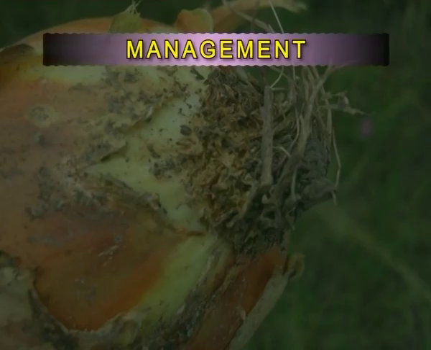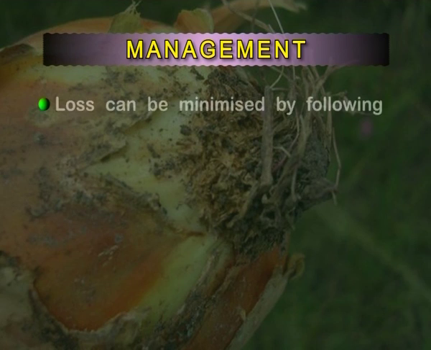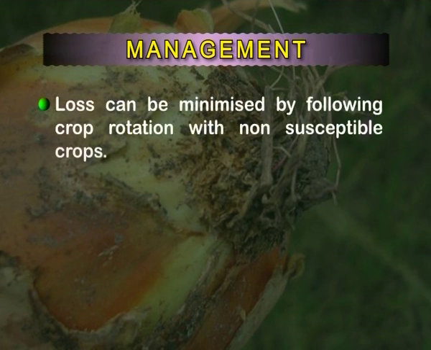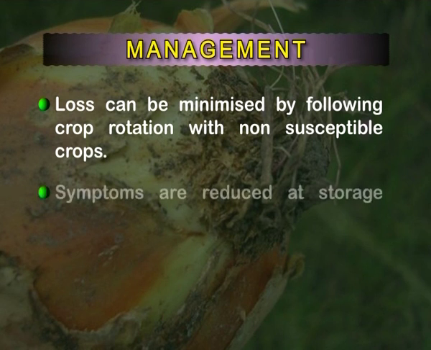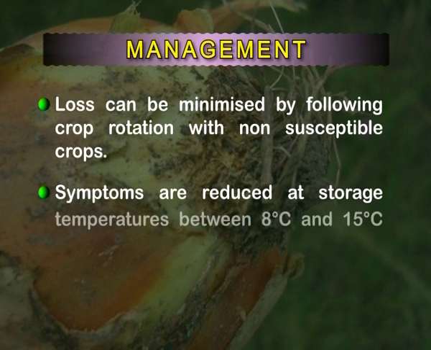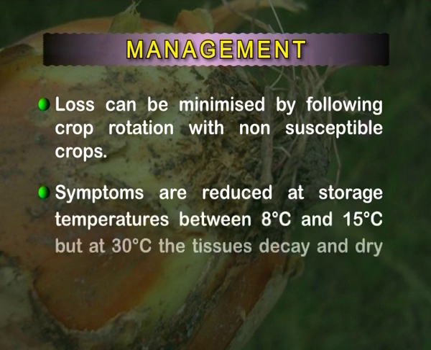Spread of the fungus often occurs by movement of infested soil on equipment, in irrigation water, or on infected onion sets. Now let's see how to manage this disease. Loss can be minimized by following crop rotation with non-susceptible crops. Symptoms are reduced at storage temperature between 8 degrees centigrade and 15 degrees centigrade, but at 30 degrees centigrade the tissues decay and dry rapidly.